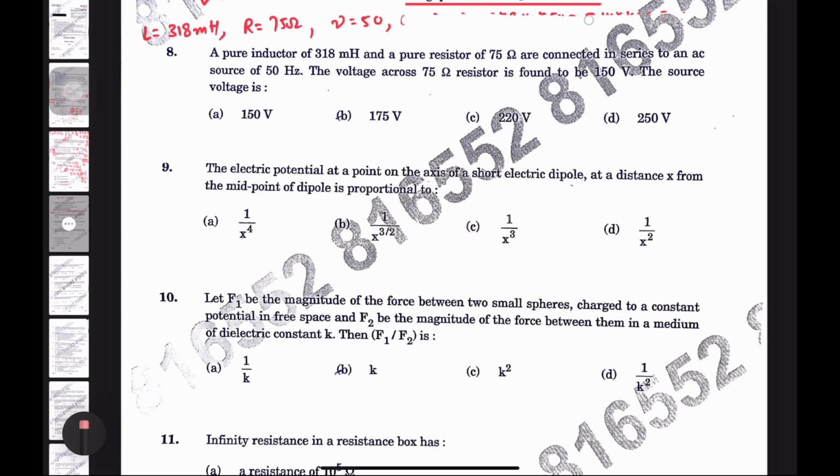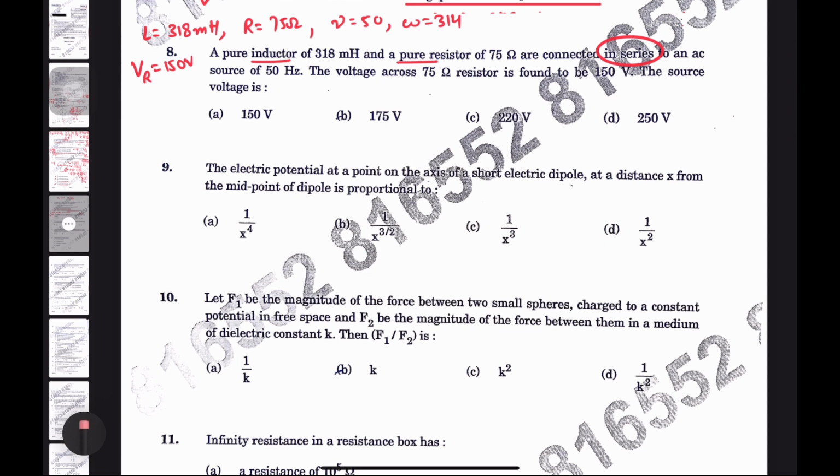I will erase the rest of the part. I will only write omega as 314. It was actually a verbal calculation. And now the voltage across the resistor is 150 volt. So we have VR is equal to 150 volt, as they are saying that the inductor and pure resistor are connected in series, that is voltage across L plus voltage across R should be our answer.